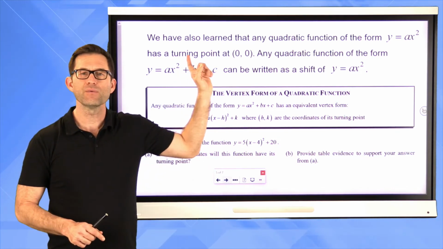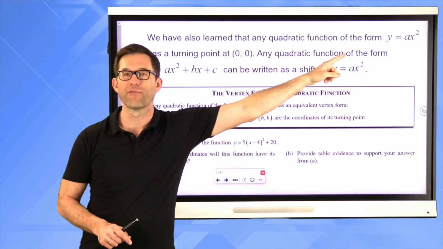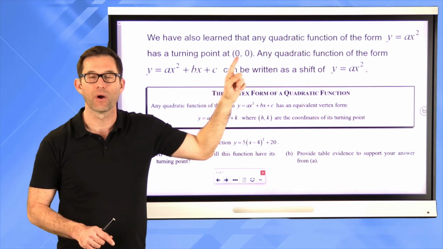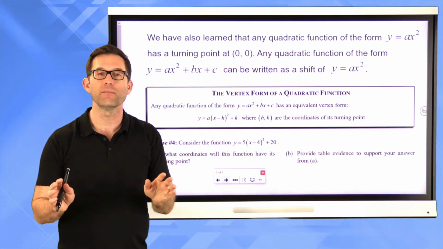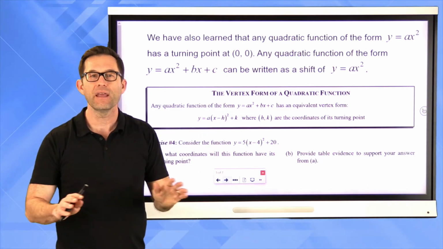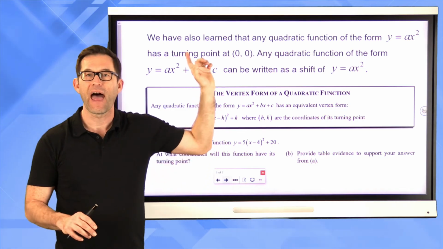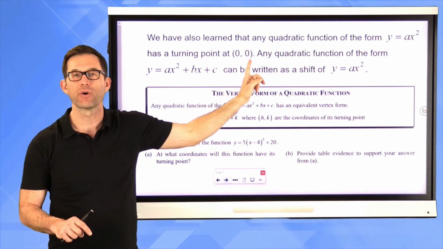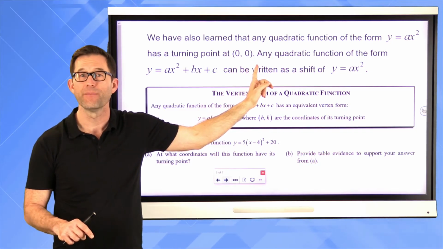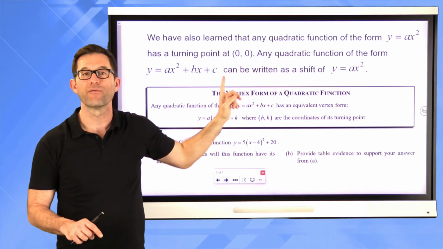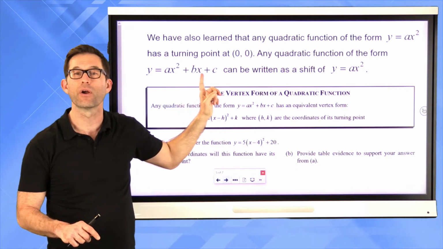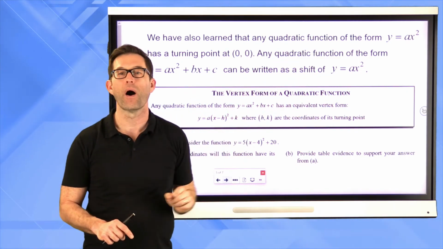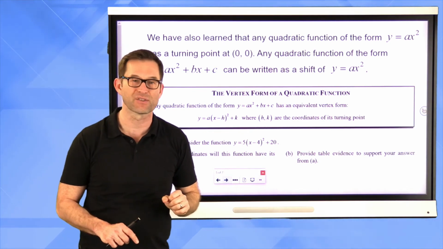Now, we've also learned that any quadratic function of the form y equals ax squared has a turning point at (0, 0). That's actually extremely important, right? Any quadratic function that has the form y equals a times x squared has a turning point at (0, 0). Any quadratic function of the form y equals ax squared plus bx plus c can be written as a shift of y equals a times x squared.